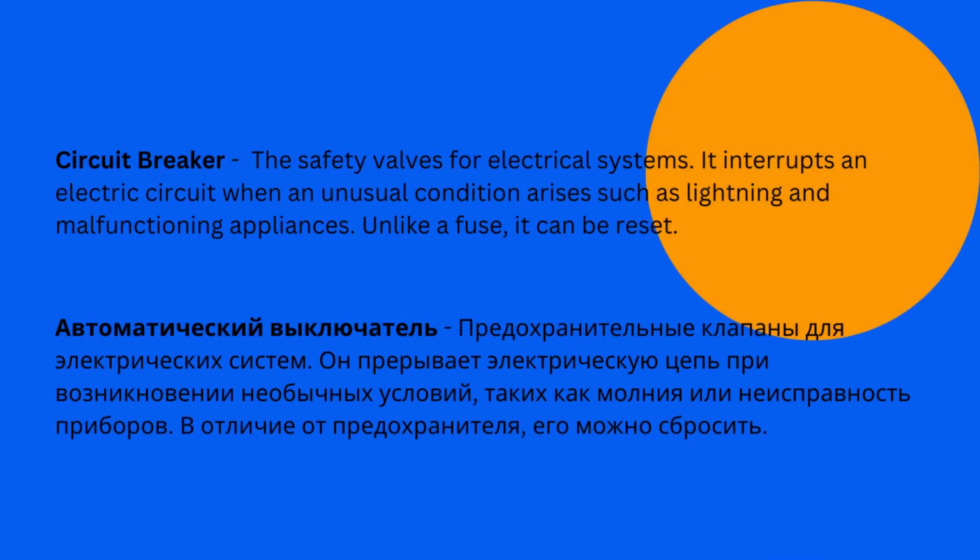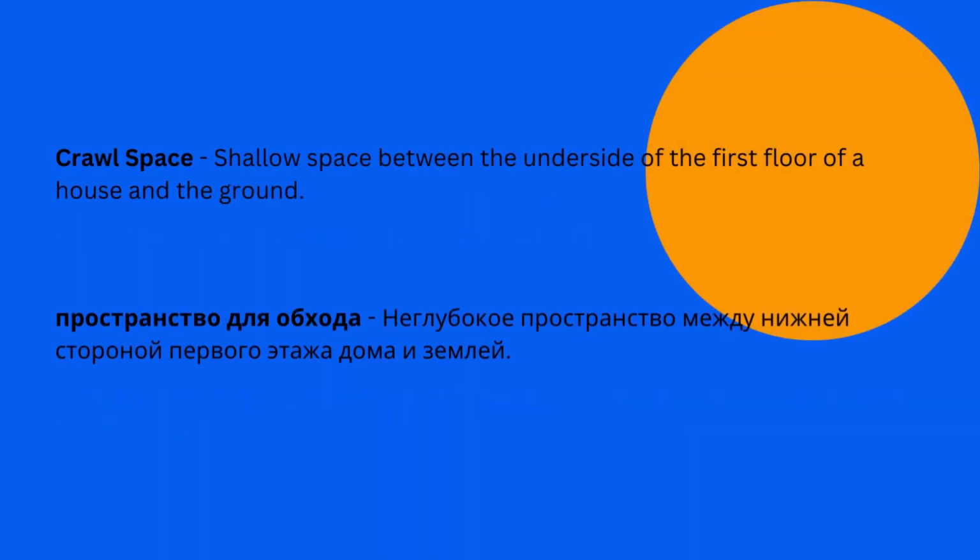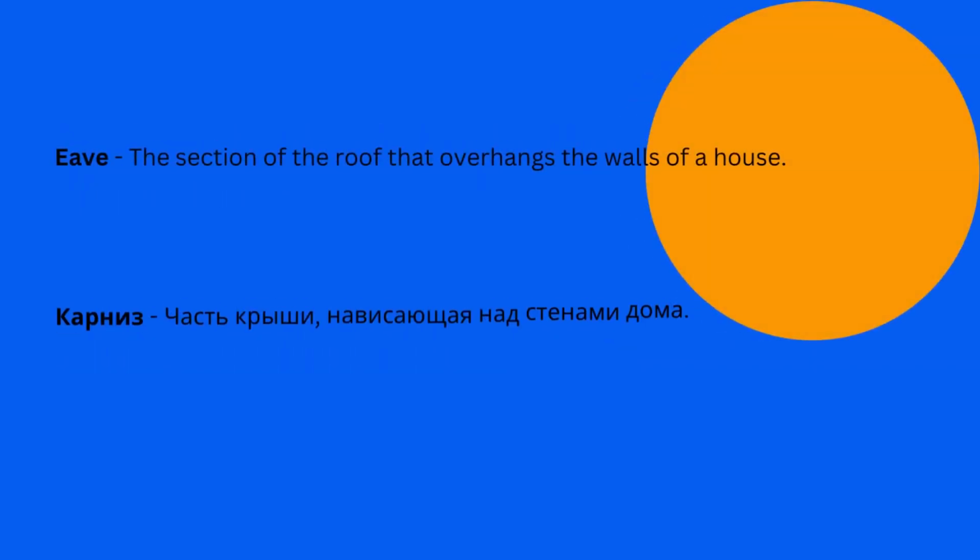Circuit breaker. The safety valves for electrical systems. It interrupts an electric circuit when an unusual condition arises such as lightning and malfunctioning appliances. Unlike a fuse, it can be reset. Crawl space. Shallow space between the underside of the first floor of a house and the ground. Eave. The section of the roof that overhangs the walls of a house.